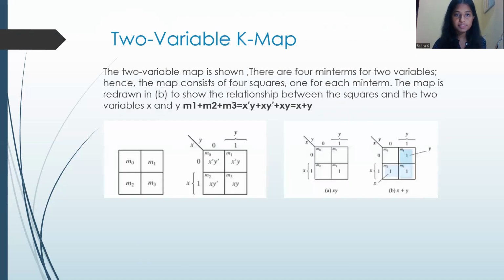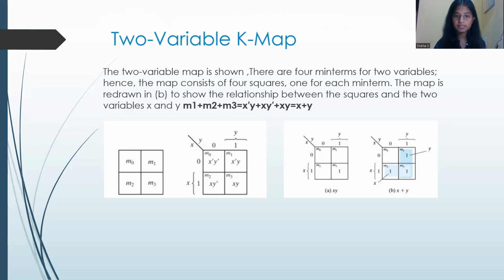First we'll be studying the two variable K-map. A two variable K-map is shown below. It has four minterms, that is M0, M1, M2, and M3. So it can only give numbers 0, 1, 2, 3, each of which has a minterm. We are representing it in a square box.